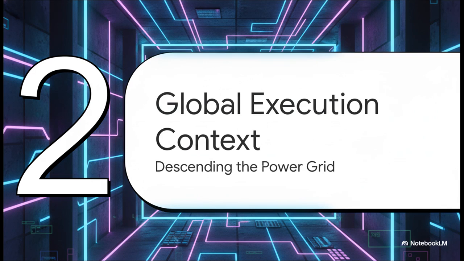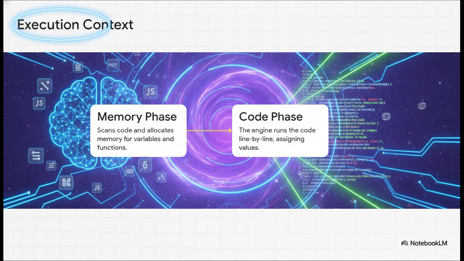Section 2. The global execution context, descending into the power grid. So every time you run a script, JavaScript doesn't just blindly start executing line 1. No way. It creates a global execution context in a crucial two-part process. First up is the memory creation phase. The engine rapidly scans your source code and allocates memory for all your variables and functions. It's just mapping the territory. No code is running yet. Only after that's totally finished does the code execution phase begin, where the engine actually runs your code line by line and does the heavy lifting.